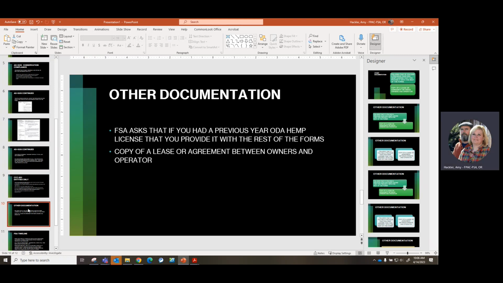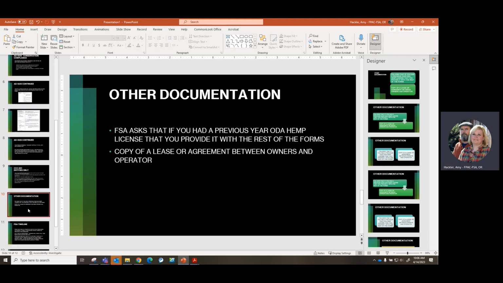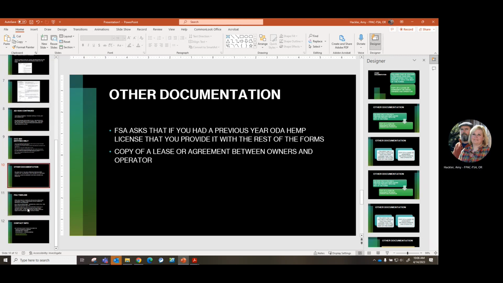Other documentation that we require: if you had a previous year ODA hemp license, please provide that with the rest of the forms. A copy of the lease or agreement between the operator and the owners is also required in order to correctly put owners and operators on the newly delineated farm.